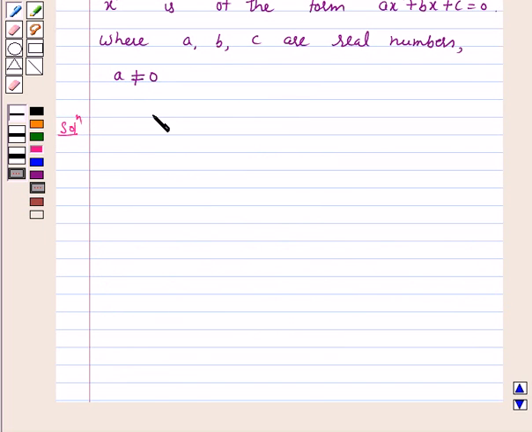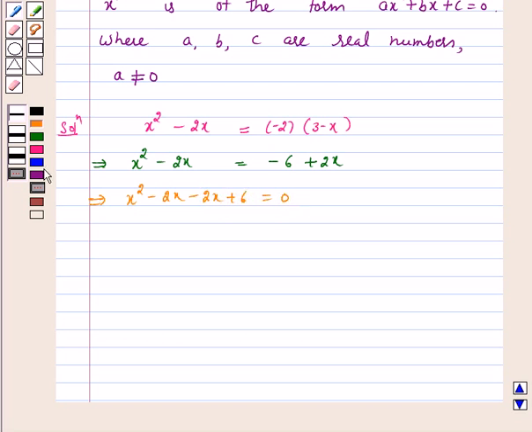Our given equation is x square minus 2x is equal to minus 2 into 3 minus x. This implies x square minus 2x is equal to minus 6 plus 2x. This implies x square minus 2x minus 2x plus 6 is equal to 0. This implies x square minus 4x plus 6 is equal to 0.